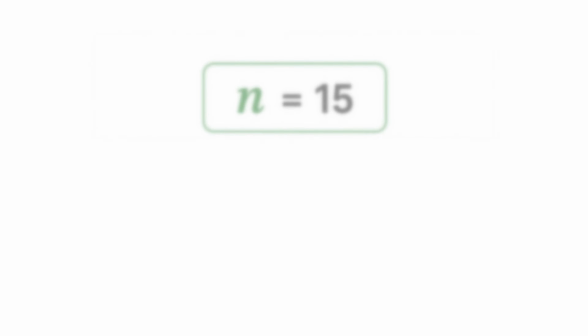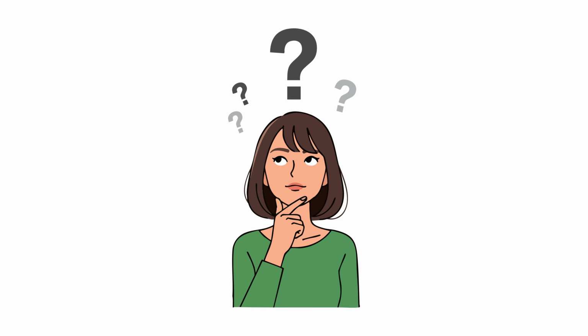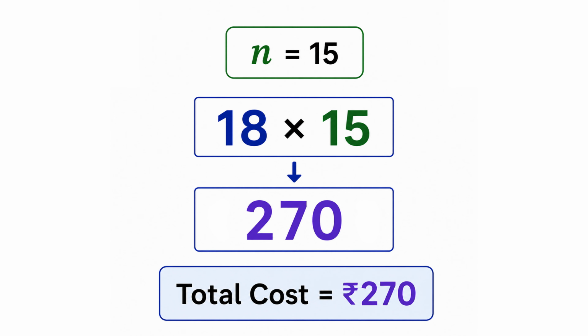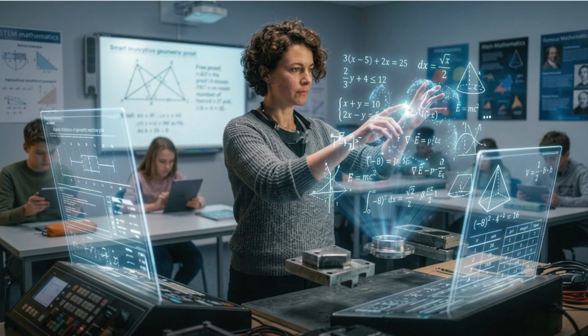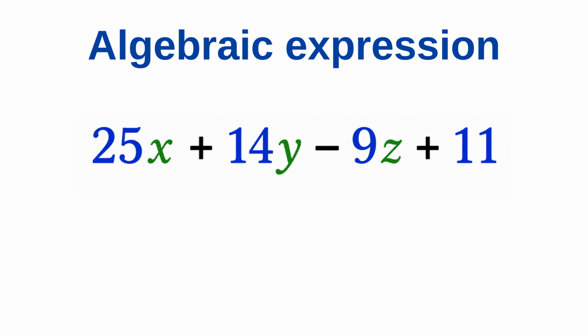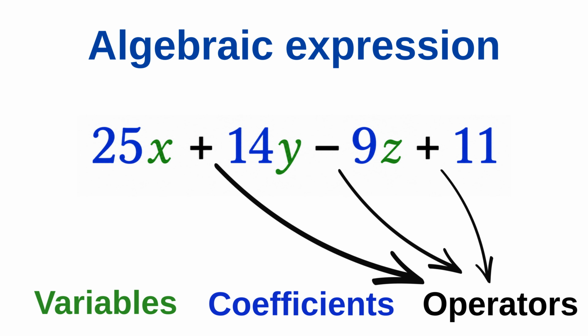If n becomes 15, what do you think the total is? Think for a moment. It immediately becomes 18 into 15, or 270 rupees. Algebra is powerful because one expression can represent infinitely many situations. An algebraic expression is formed using variables, coefficients, and operations.